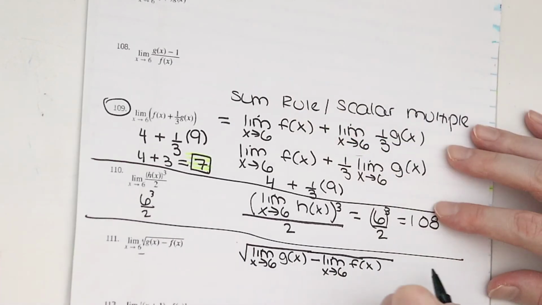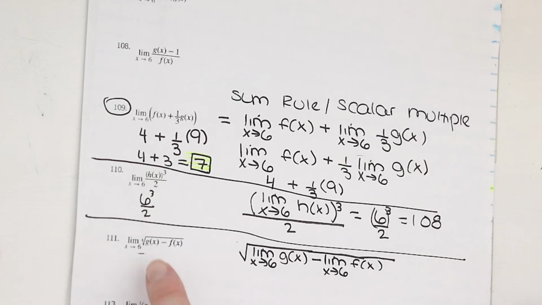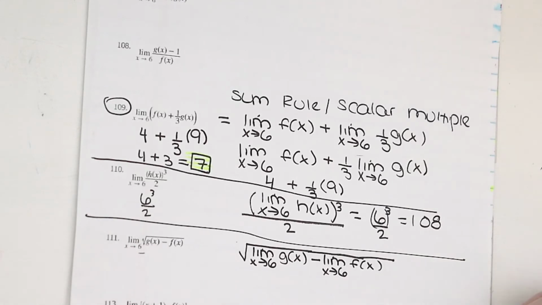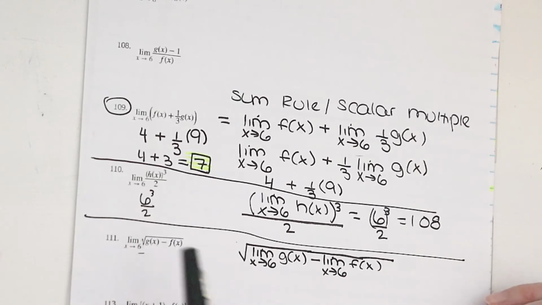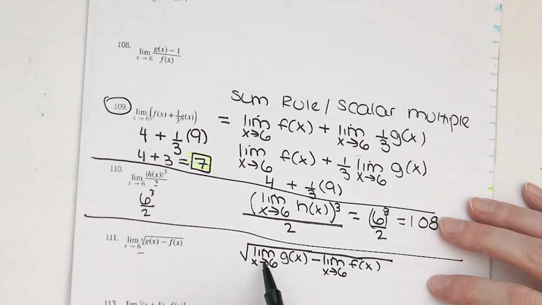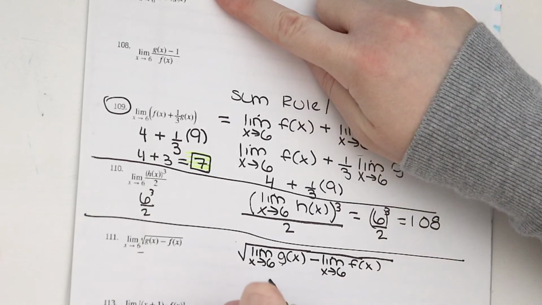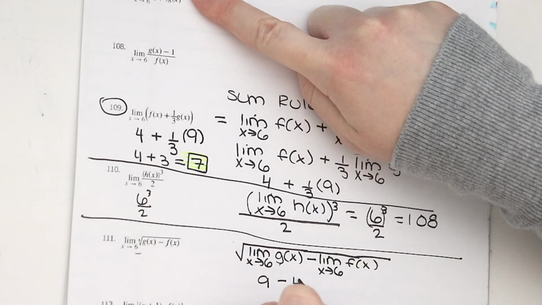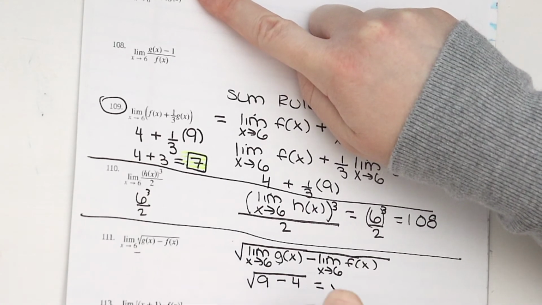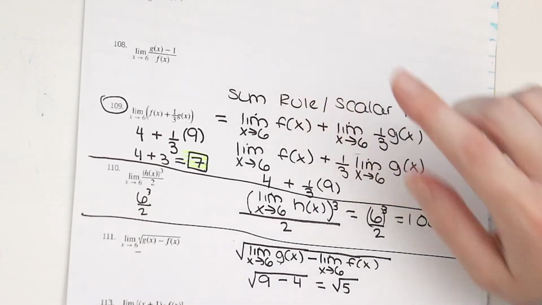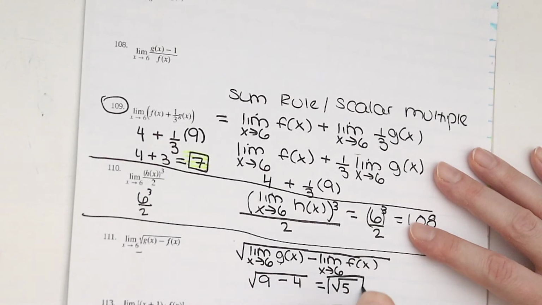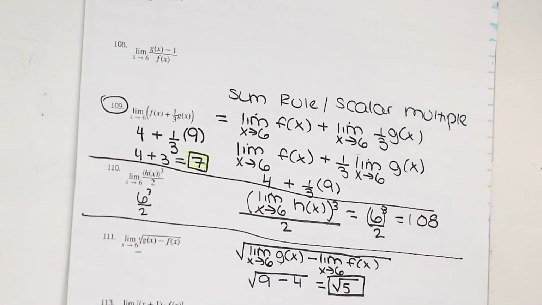Okay, so that would be the composite rule that allows us basically to slip it inside, or you can think about it as a radical would be a power, and then plug in that the limit of g of x is 9 and the limit of f of x is 4. So you would get the square root of 5. Okay, so again, that's formally what is allowing you to get to the square root of 5.